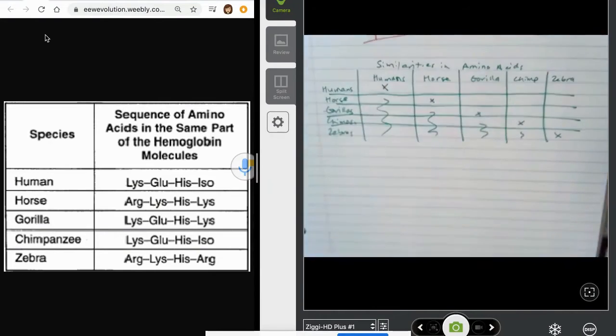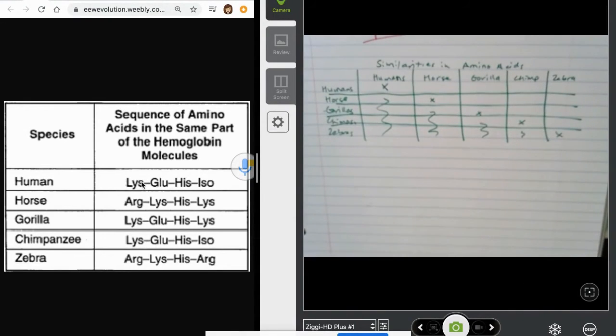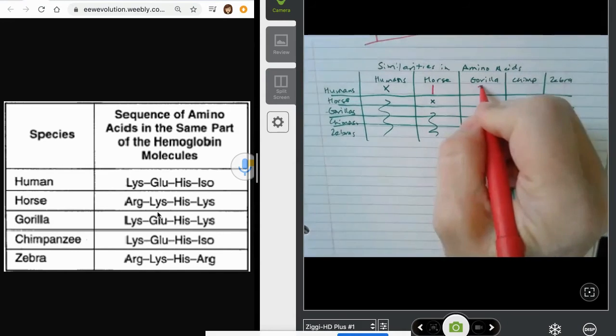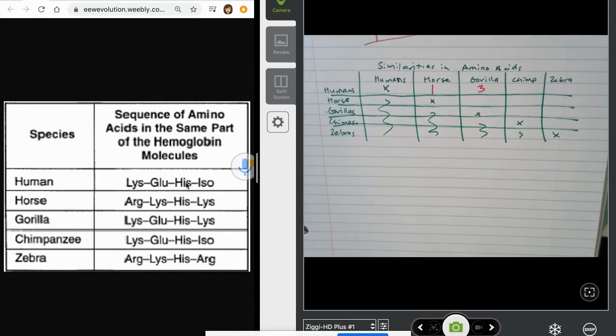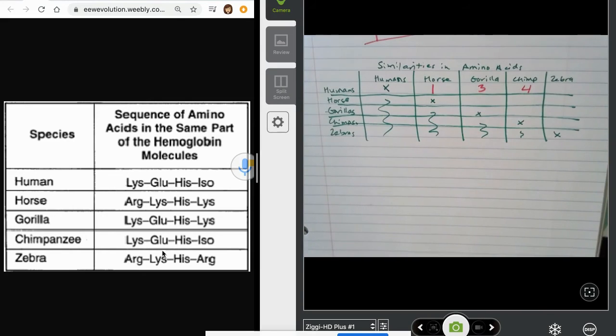If you're not and you're filling out the notes along with me, go ahead and press pause. But let's go over to the left side. Let's do our first comparison between the horse and the human. So I'm counting 1 similarity. Between the human and the gorilla, 1, 2, 3 similarities. Between the human and the chimp, 1, 2, 3, 4 similarities. And the human and the zebra, 1 similarity.